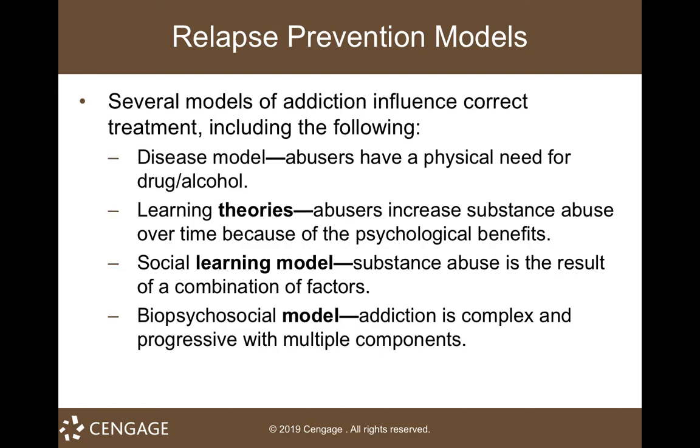Okay. Moving on to the social learning model, where substance abuse is the result of a combination of factors. So it's building off of the learning theory, which is saying that we learn how to cope and we're reinforced. And now building on that, there's a lot of different factors here. Some of these factors include cognitive, emotional, situational, social, and physiological variables. This approach is proactive because it allows us to pinpoint the cues and high-risk situations that may lead to a slip or relapse in our clients.